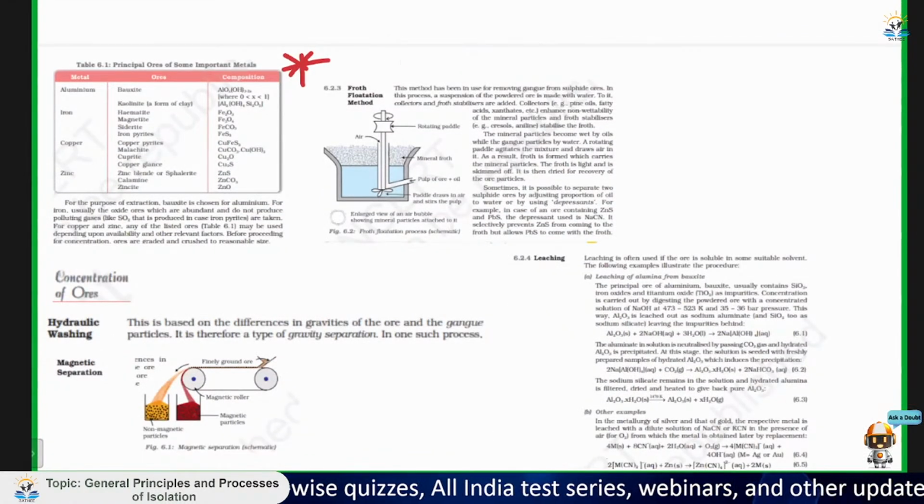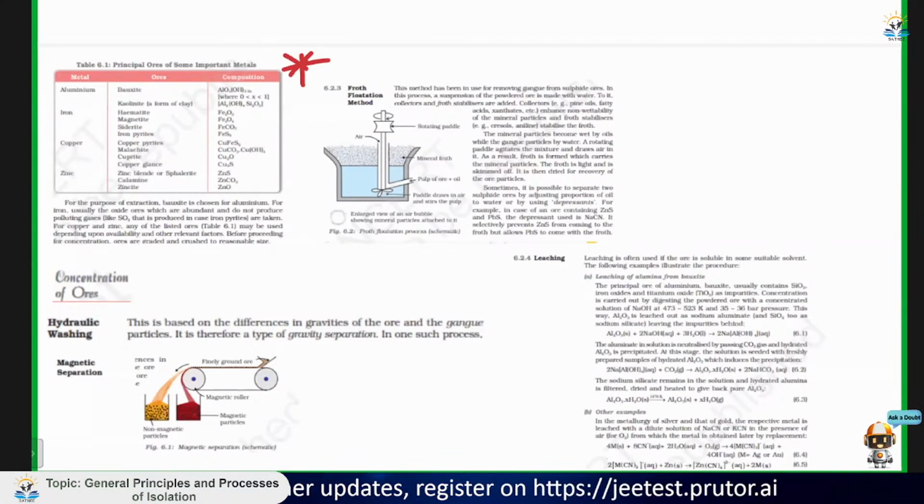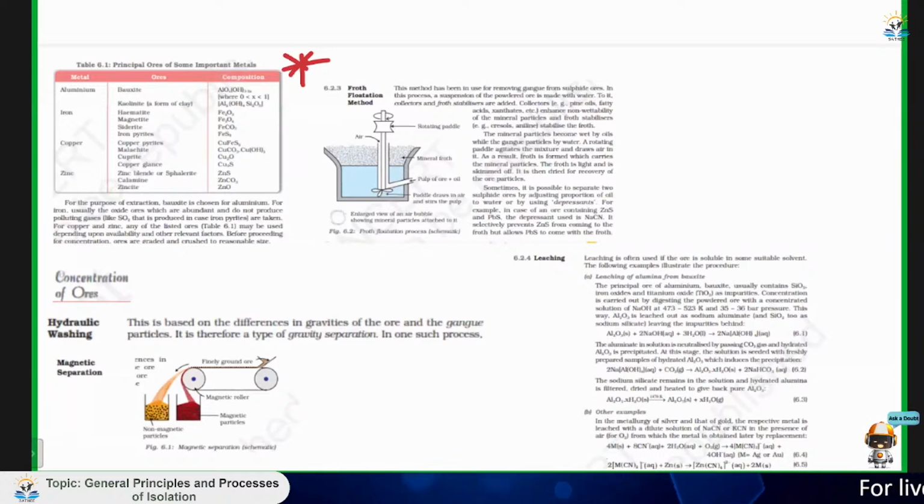For aluminum, bauxite is chosen, and for iron, mostly the oxide ores, which are abundant and do not produce any polluting gases. You're going to use hematite or magnetite mostly. You're not going to use iron pyrites because on combustion it produces SO2, and SO2 is harmful for the atmosphere. But with oxide ores on calcination, you won't be getting anything, just more oxygen or something like that.